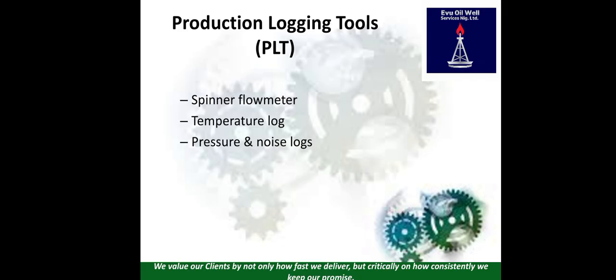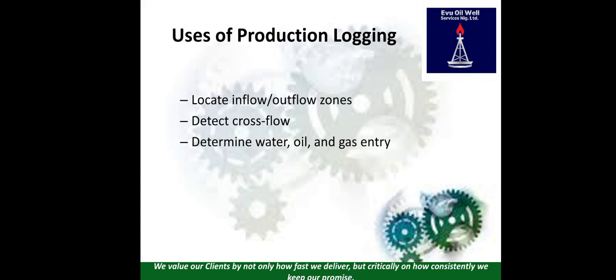Production logging tool. The production logging tool includes spinner flowmeter, temperature logs, and pressure or noise logs for analyzing well performance. Uses of production log. What are they used for? Production log tool identifies inflow, outflow zones and differentiates oil, water, or gas entry.